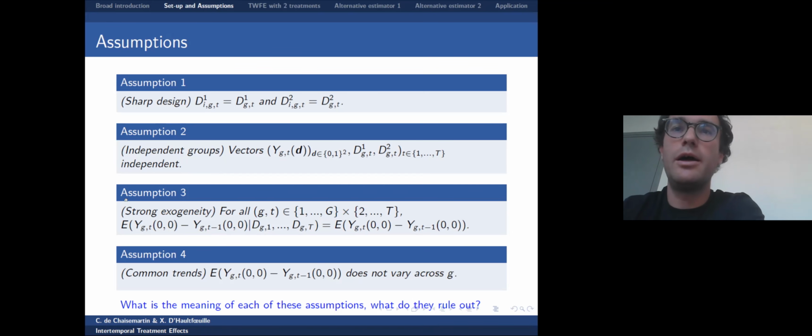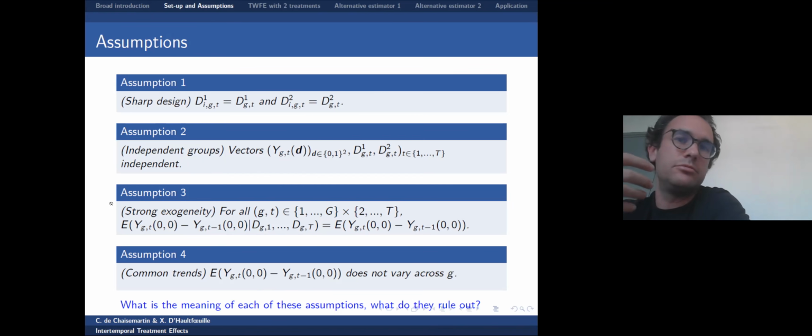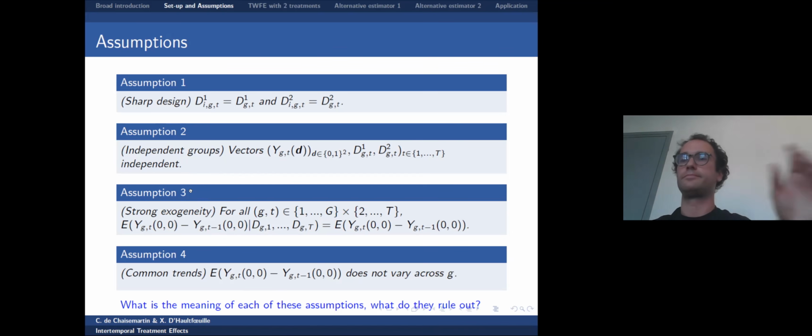Okay, so now let's look at assumption 3. Could someone try to explain to me what this assumption means and what it's actually ruling out, in which case it would be violated?